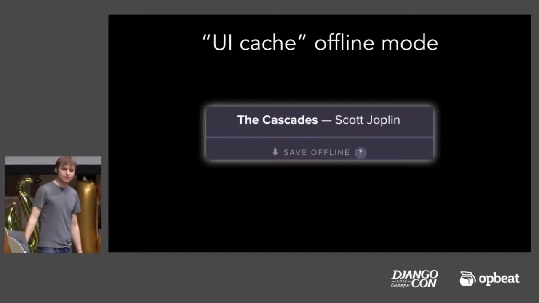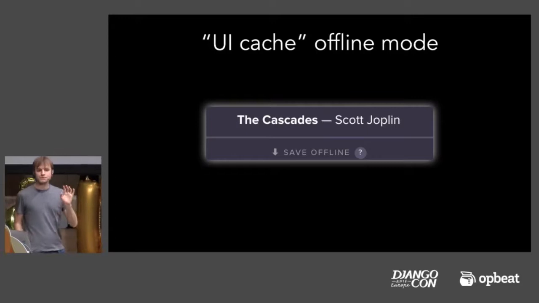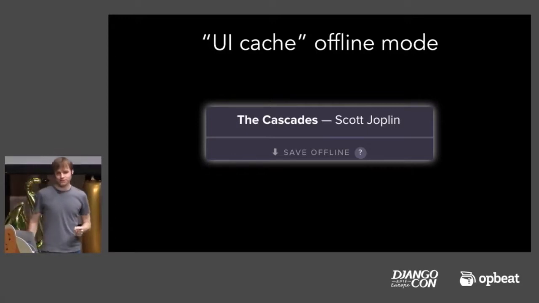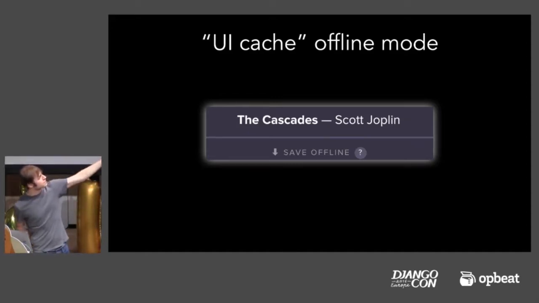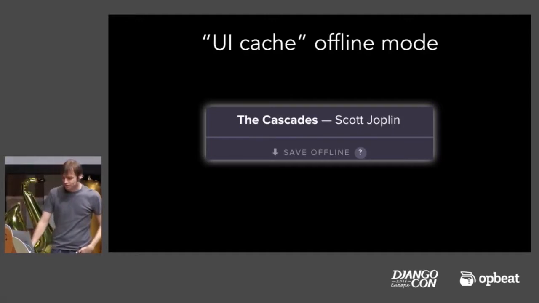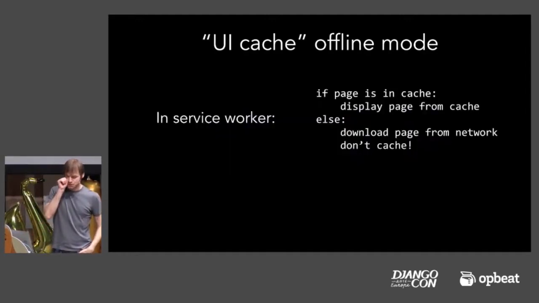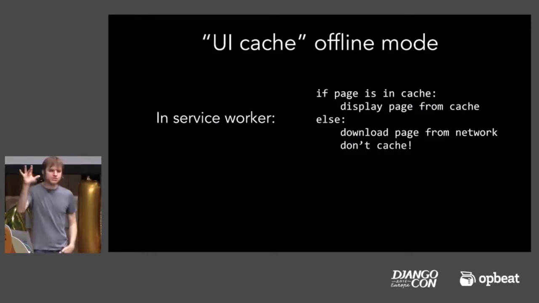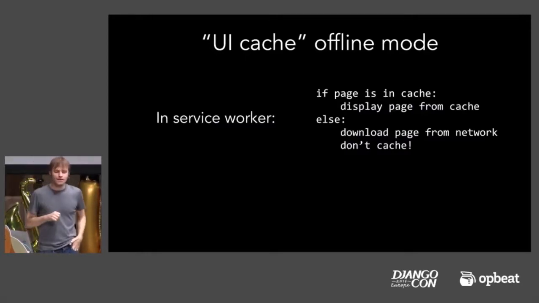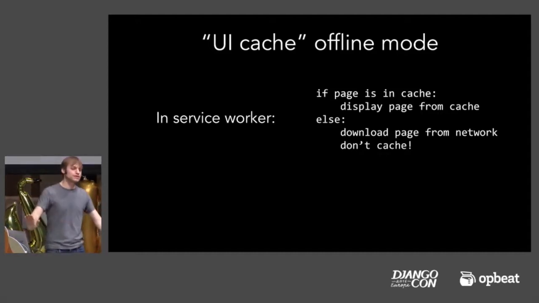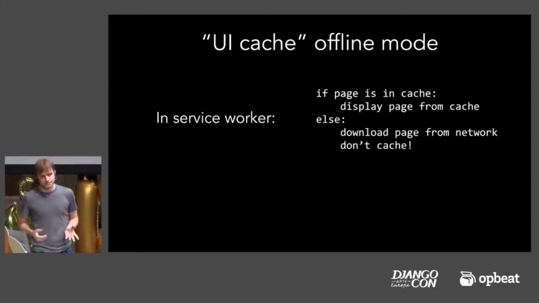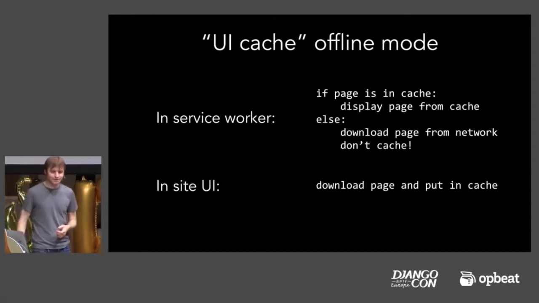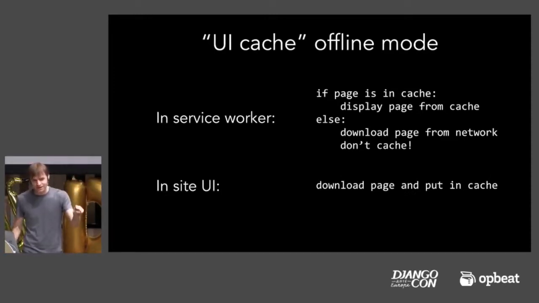And then you can also take an approach where you make your users actively request something for offline usage, which I again demonstrated earlier. So there's this, on SoundSlice, the Save Offline button. The way that works is, in the service worker, you always check the cache. If so, you pop it in there. If not, you download it from the network, but you don't cache it, because we only want it to be in the cache if the user explicitly requests it. And then in the site UI, you add a handler for that click on the Save Offline, and that's when you save it into the service worker cache.